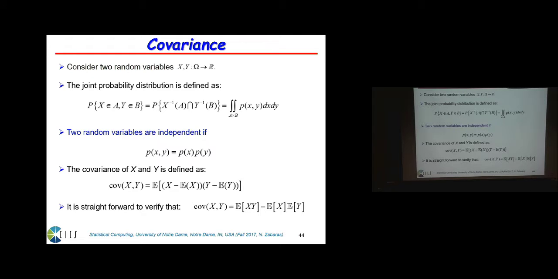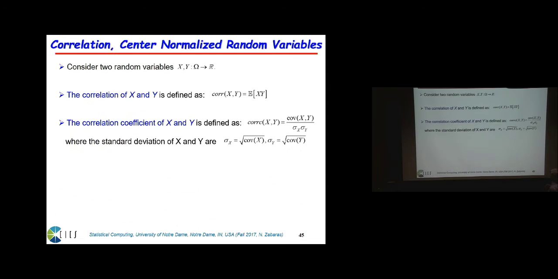The covariance, you have seen it in undergraduate courses, is basically the expectation of this expression that you see up there. And if you expand this, you basically get the covariance being the expectation of x and y minus the expectation of x times the expectation of y.